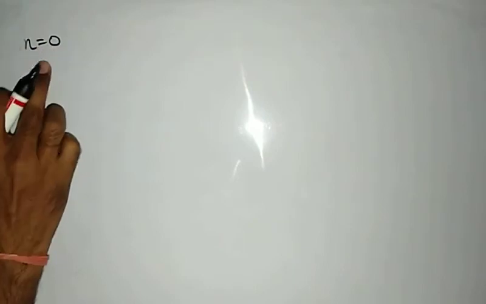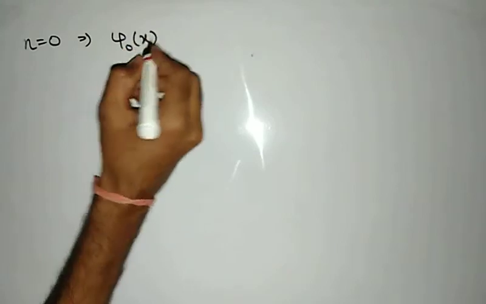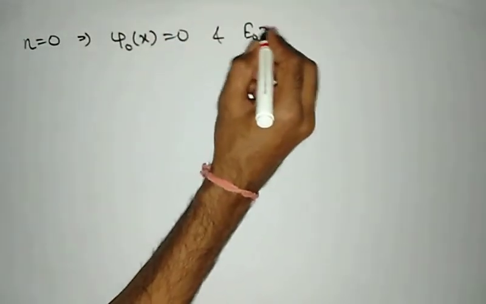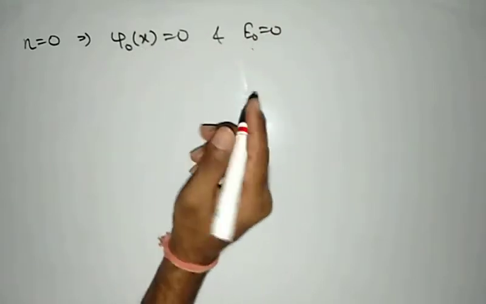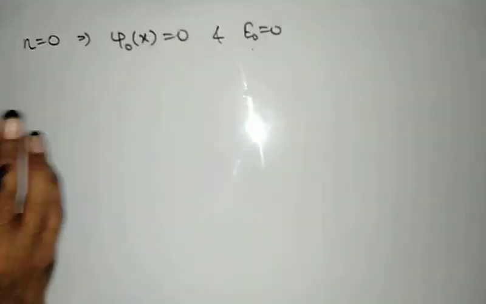As we have seen, we have not taken n equal to 0 because this is not admissible. For this we get psi 0 and also energy 0. So, this is not an interesting result. So, we will take n equal to 1 for the ground state.